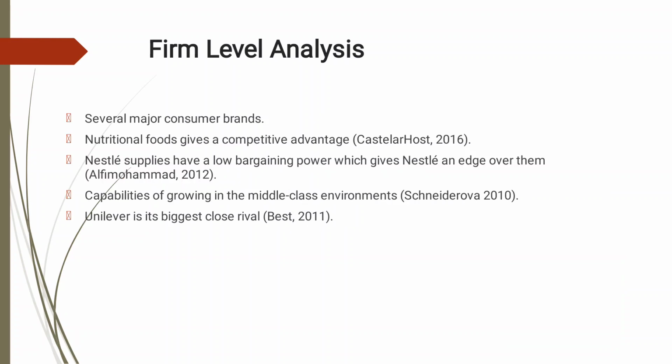So next one is the firm level analysis. Several major consumer brands and nutritional food give competitive advantages to the Nestle brand. Nestle suppliers have low bargaining power, which gives Nestle an edge, because Nestle has a fixed price everywhere in developed or developing countries, and so the customer cannot bargain with the shop or the store to reduce the price of the product. So that is the edge for Nestle.